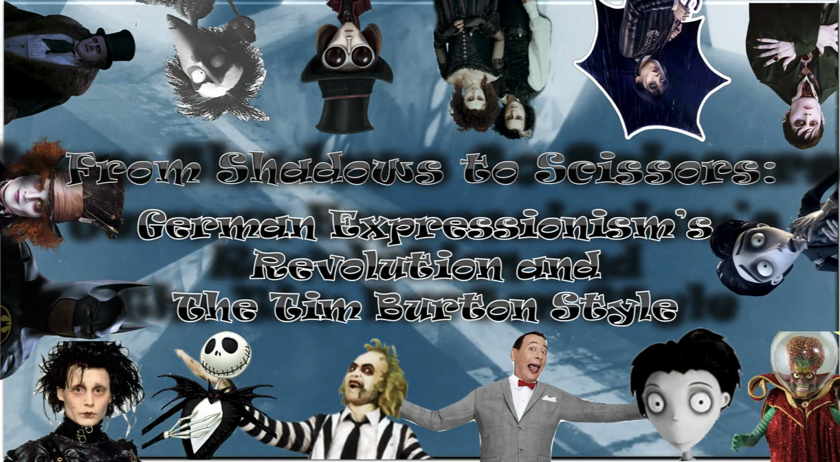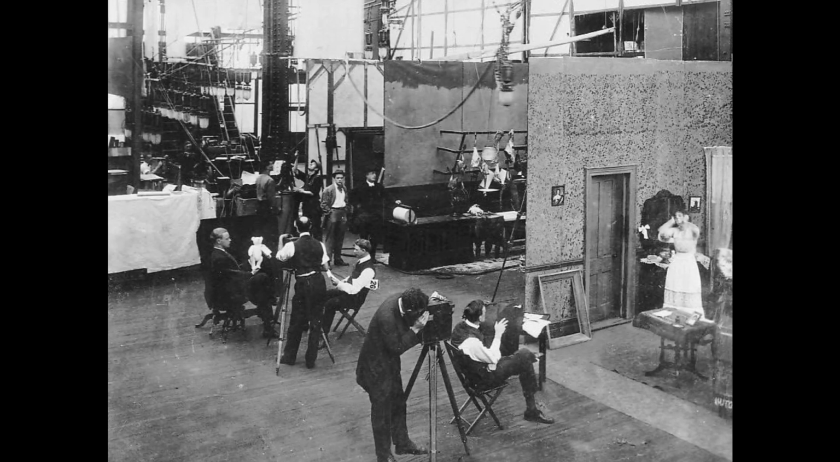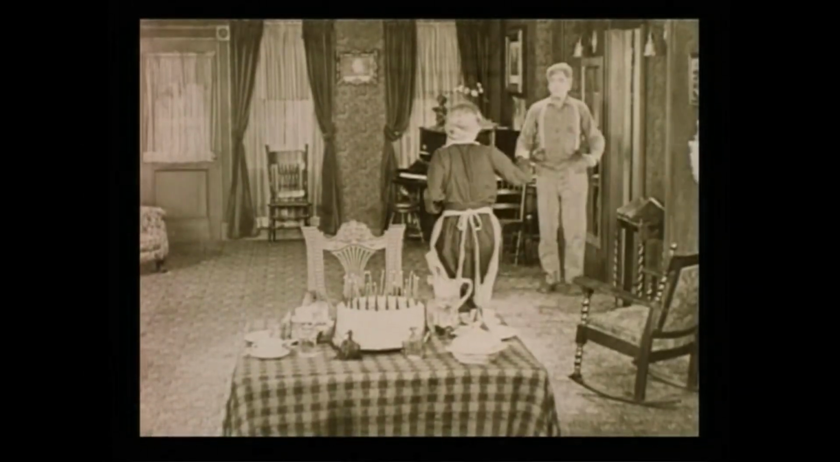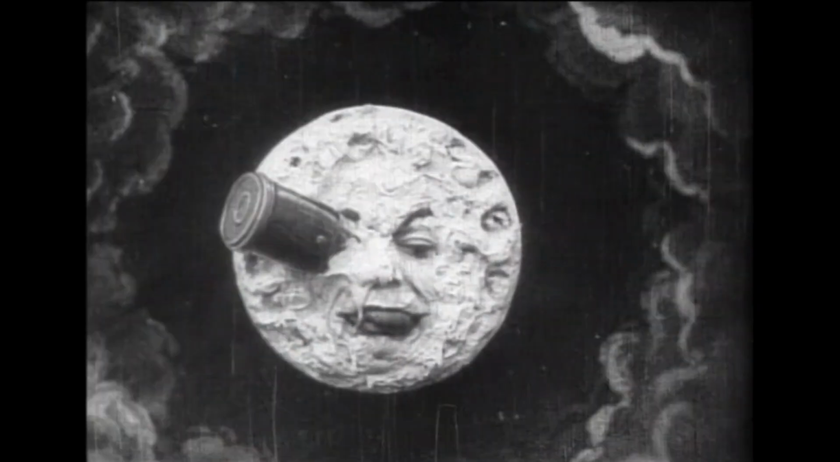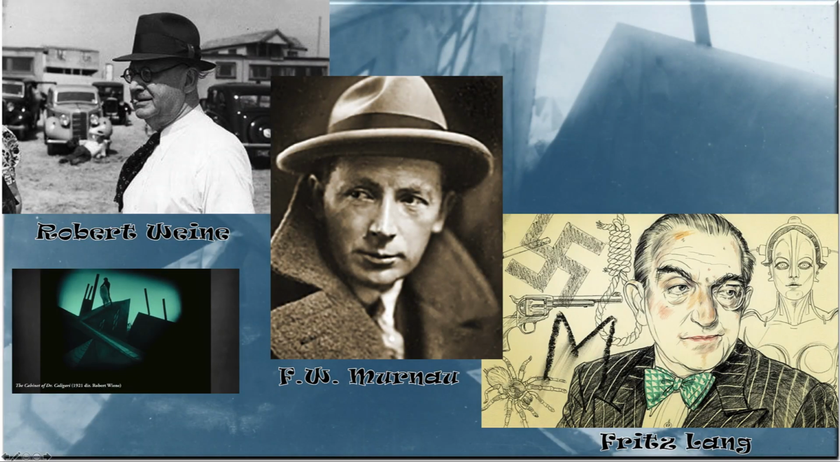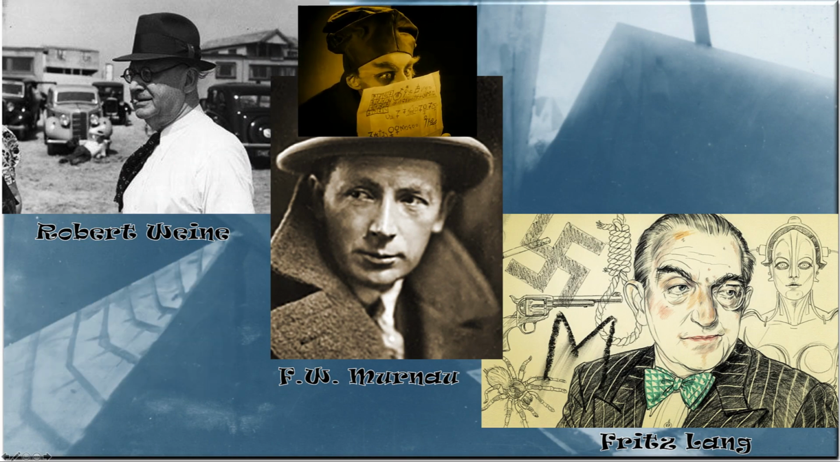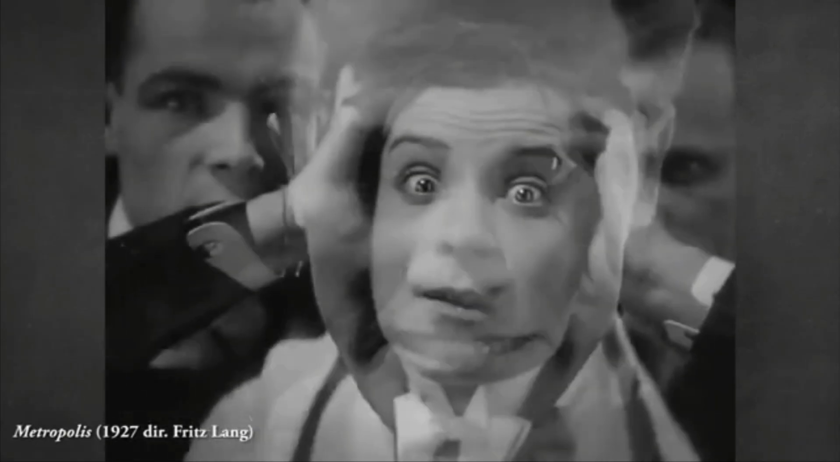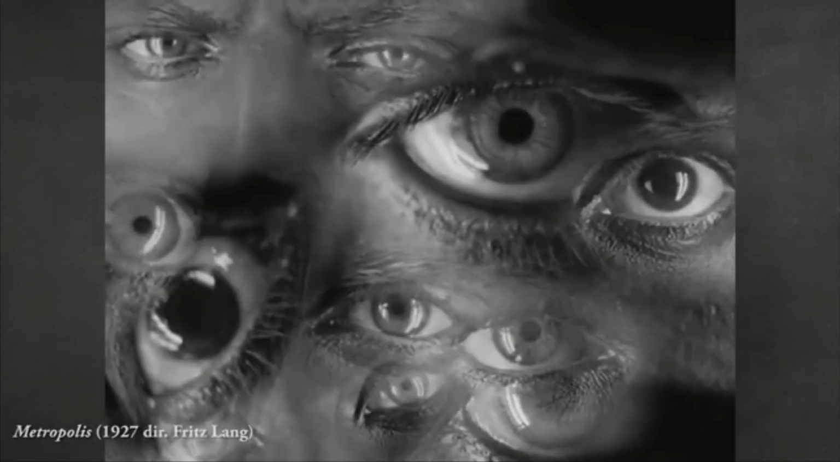From shadows to scissors, German Expressionism's revolution ended Tim Burton's style. Before the German Expressionist movement, which began through the 1910s, movies often strived for realism. Buildings stood straight, shadows looked natural, and stories followed simple rules. Then German filmmakers like Robert Wiene, F.W. Murnau, and Fritz Lang changed everything. Nothing looks normal, because the world is meant to feel unstable.